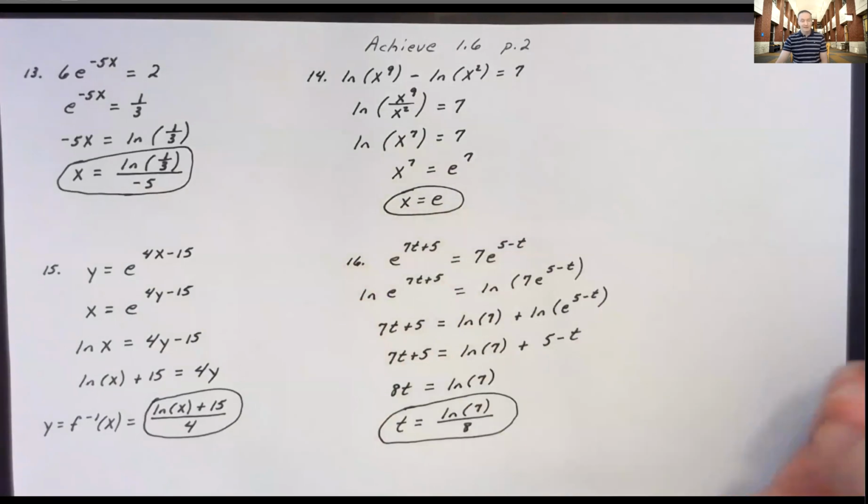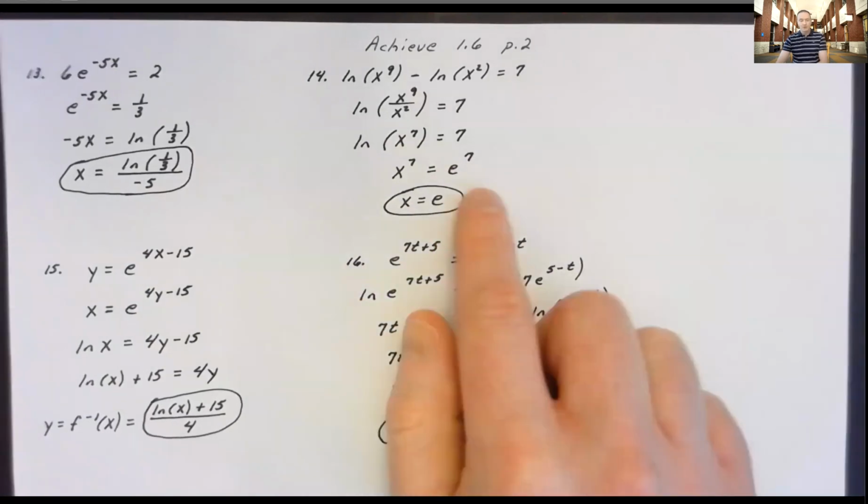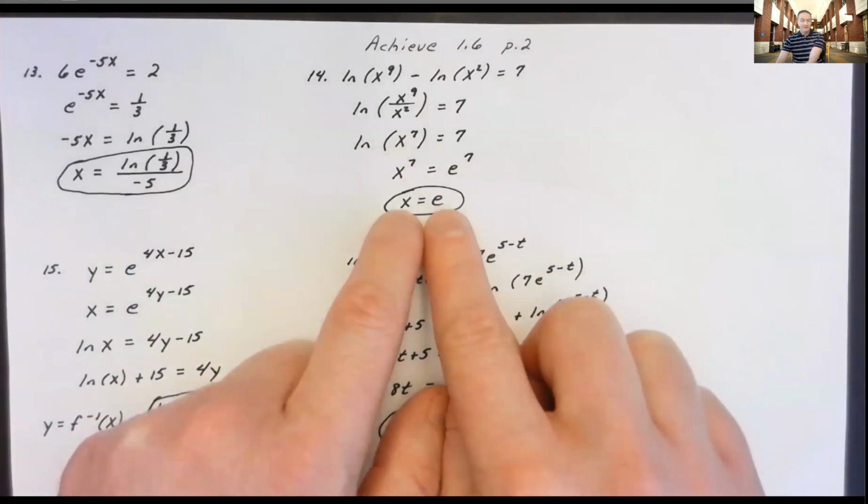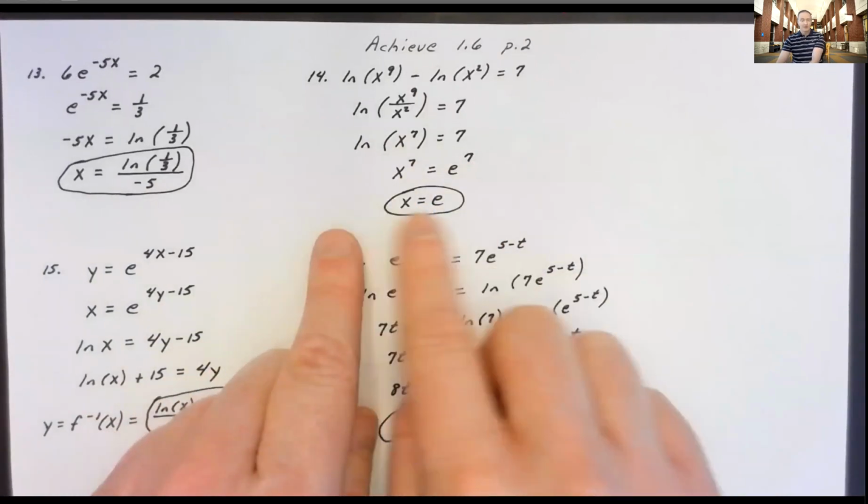You could say he's taking the 7th root of each side, or just recognizing that if the powers are the same, then the bases have to be the same. And that would be our final answer there.